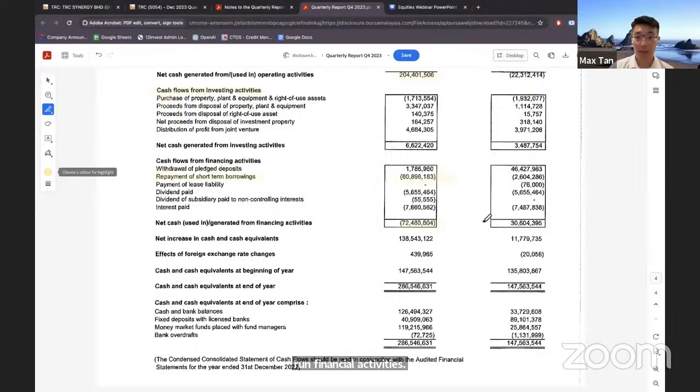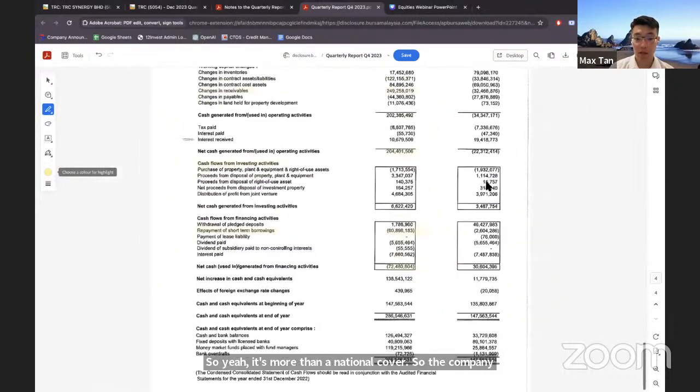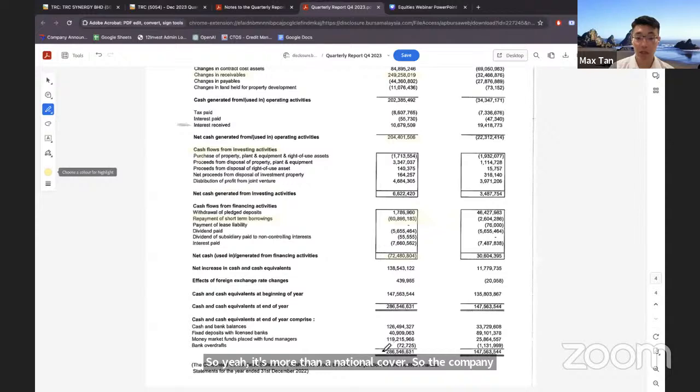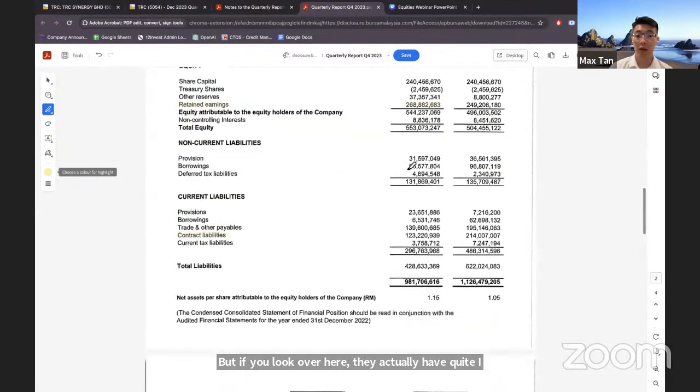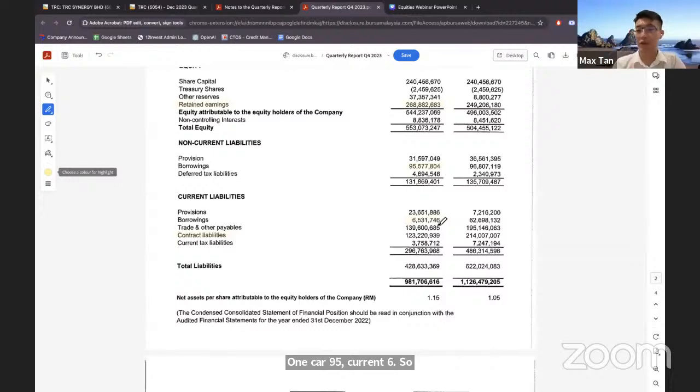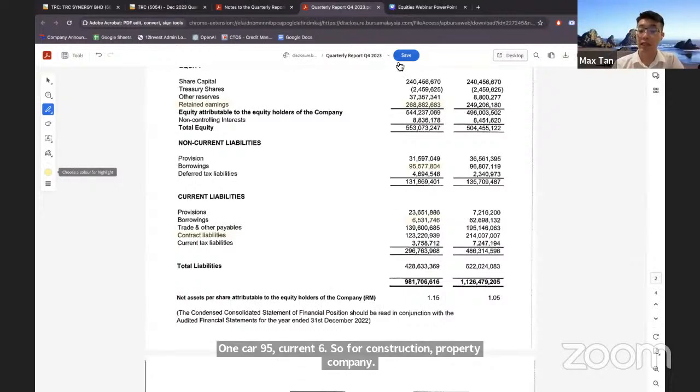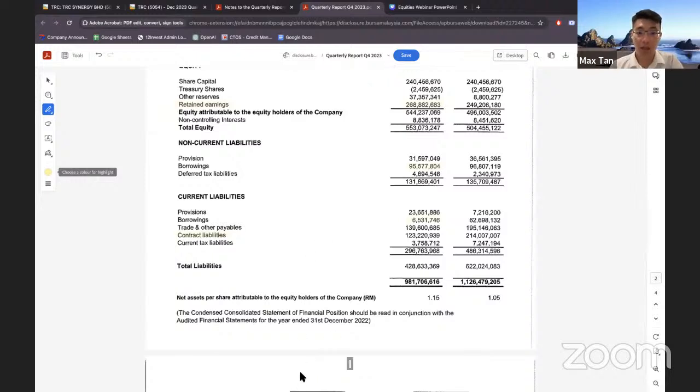So the company, sorry, I couldn't actually see. But if you look over here, they actually have quite a hefty amount of cash in their bank, right? But again, you have to compare back to their borrowings. Their borrowings, non-current 95, current is 6. So for a construction and property company, by comparison, the ratio is actually relatively healthy. Okay, so let me go into probably a quick company, another company, then we move into the Q&A part.